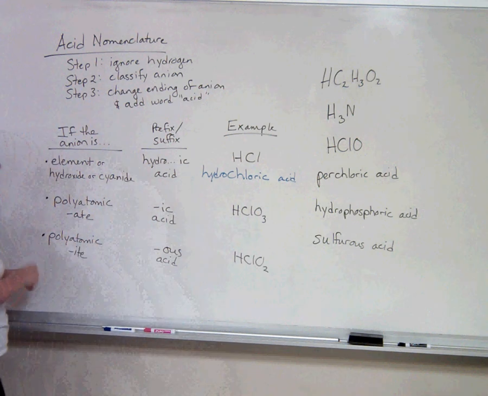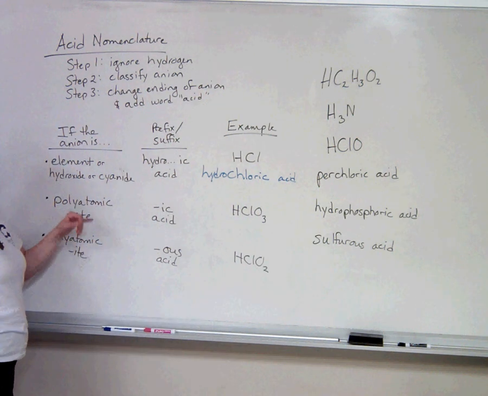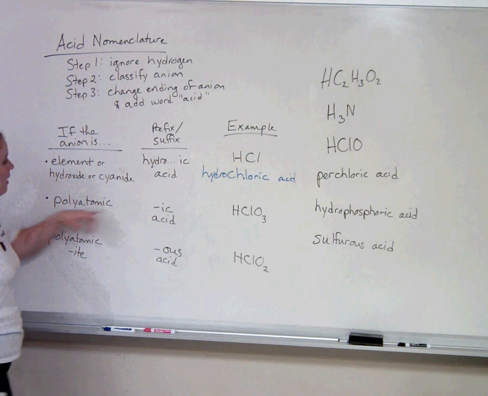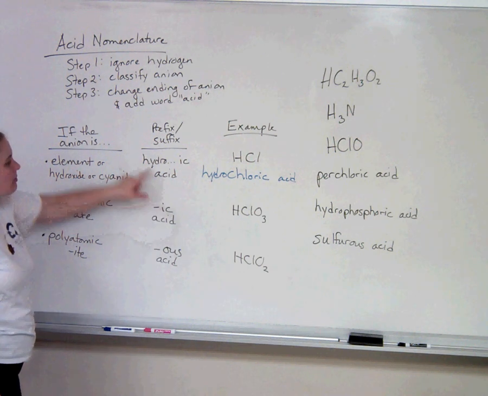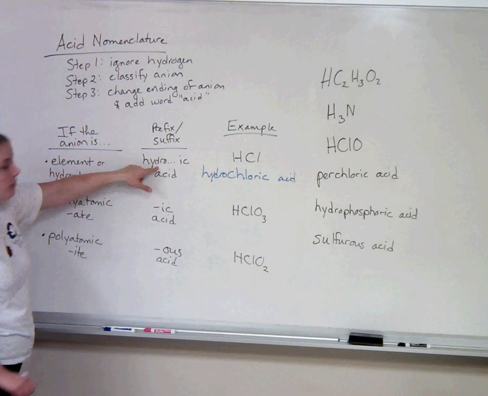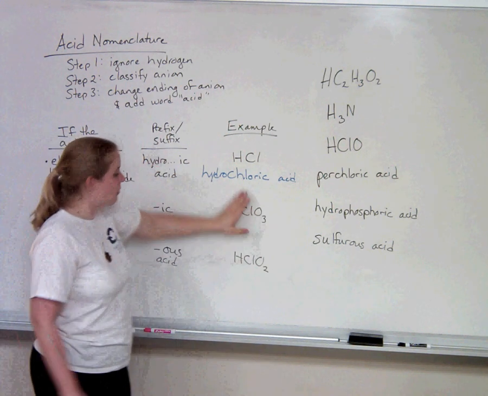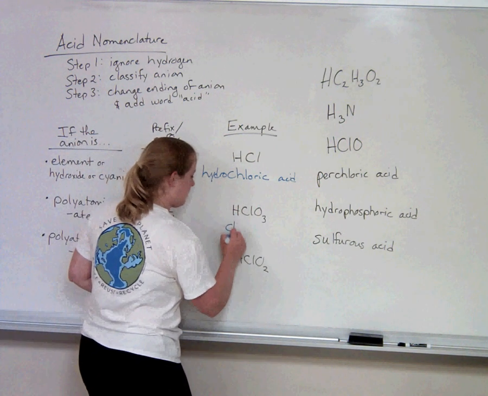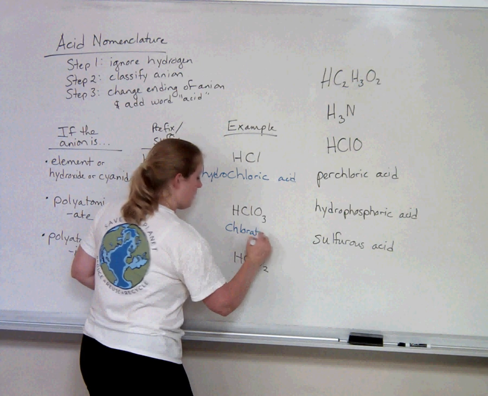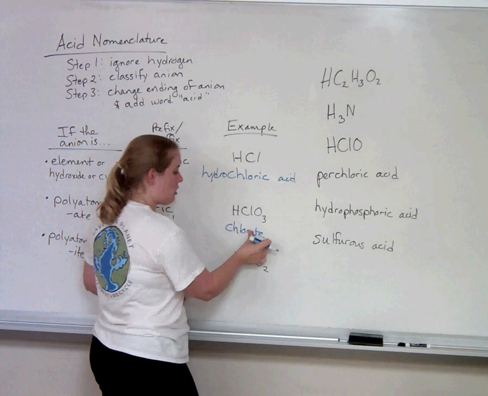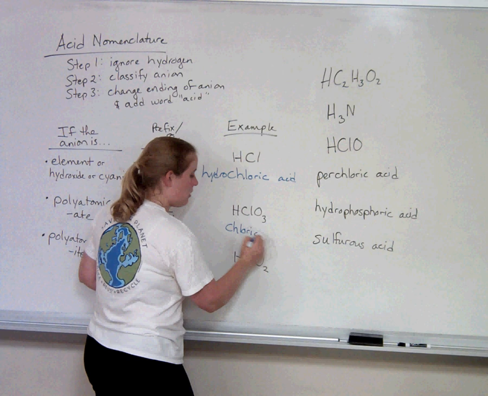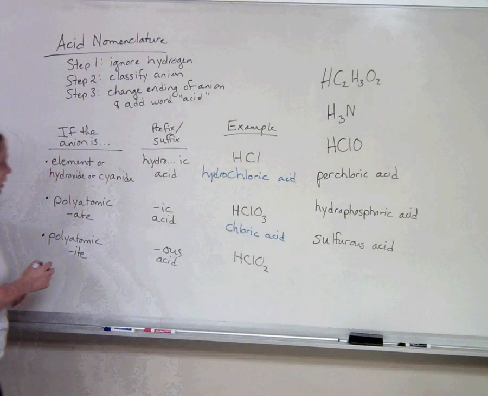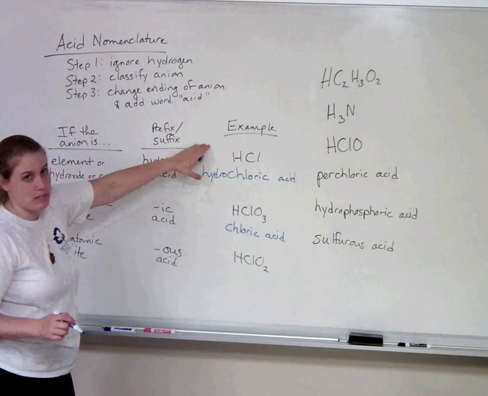If your anion is a polyatomic, it could be a polyatomic that ends in ate, or it could be a polyatomic that ends in ite. If it's a polyatomic that ends in ate, then you change the ending to ic and add the word acid, but you do not put the hydro prefix. So if we take this one, we ignore the hydrogen, what we have left is a polyatomic. That name is called chlorate. We don't put any prefix here, and we change the ate ending to ic and add the word acid. So this is chloric acid, as opposed to hydrochloric acid, which is the element.